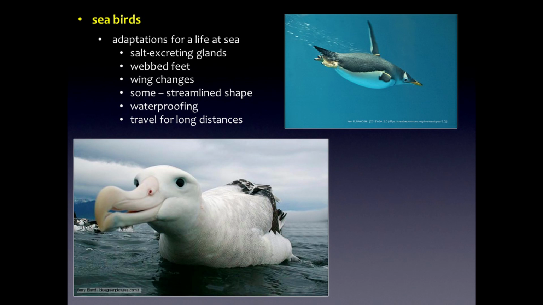Wing changes: we find that birds that dive, like penguins, tend to have shorter wings. Makes it a lot better for diving. Birds that travel long distances, such as albatrosses, have much longer wings. Some, especially the diving birds, once again penguins, have a much more streamlined shape. In addition, waterproofing, so even though they're in the water, they tend to stay nice and dry. They also have adaptations that allow them not only sometimes to dive into the water after food, but also let them travel for long distances across the ocean.